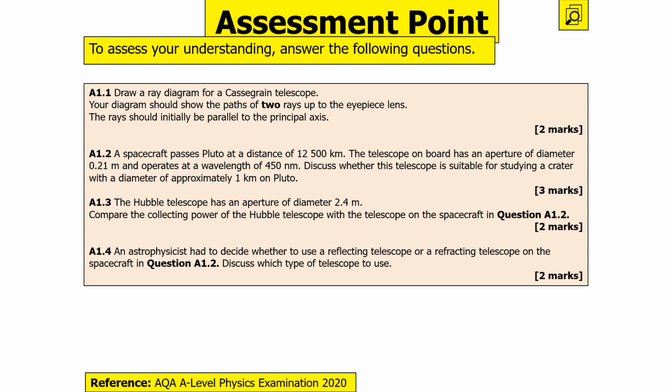Then the Hubble telescope has an aperture of diameter 2.4 meters. Compare the collecting power of the Hubble telescope with the telescope on the spacecraft in 1.2. Then astrophysicists had to decide whether to use a reflecting telescope or a refracting telescope on the spacecraft in 1.2. Which type of telescope would be used? So pause the video now, then unpause the video when you want to go through your answer.